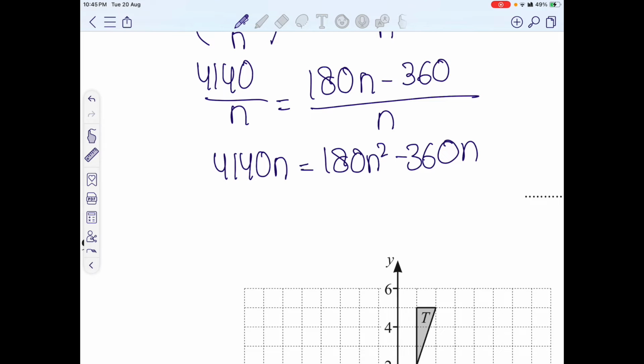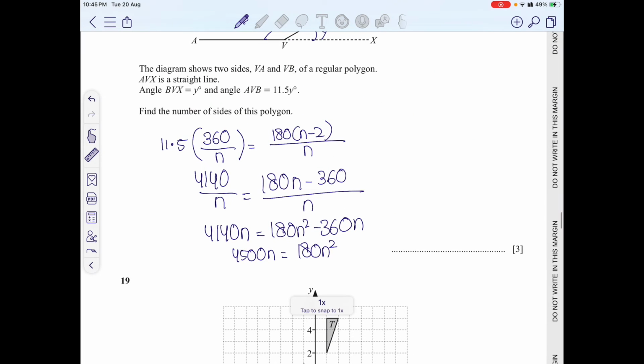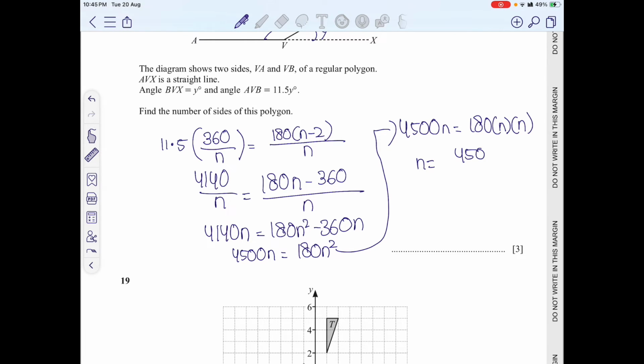4140 plus 360 would give me 4500n equals 180n squared. Now I've got to find the value for n squared. If I just take this over here, I can write this down as 4500n equals 180n into n, because that's simply n squared. Now this would make my job simple. I could simply say 4500n divided by 180, and the n would cancel out. 4500 divided by 180 is basically 25.